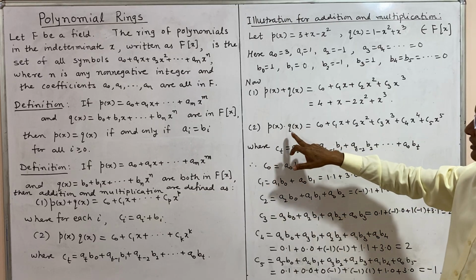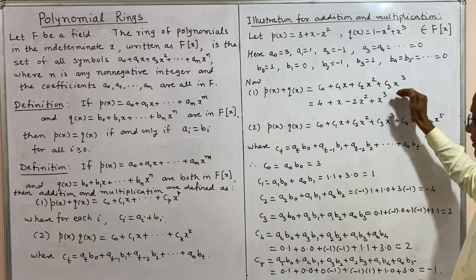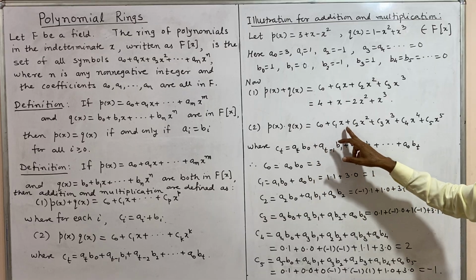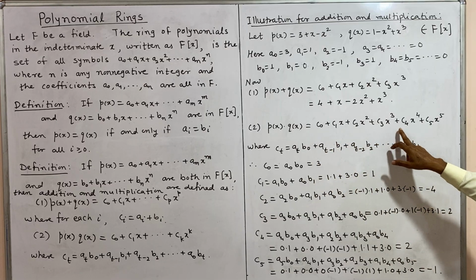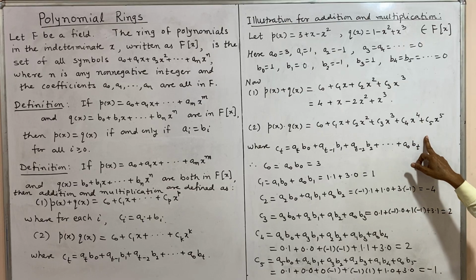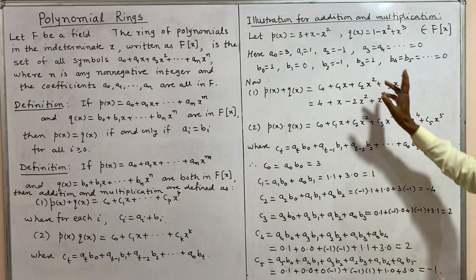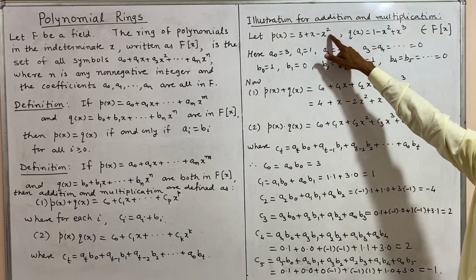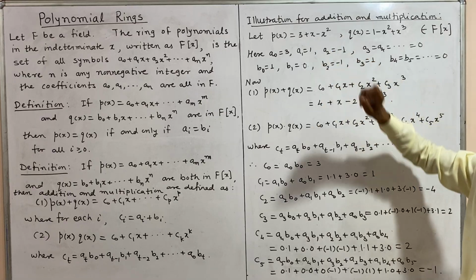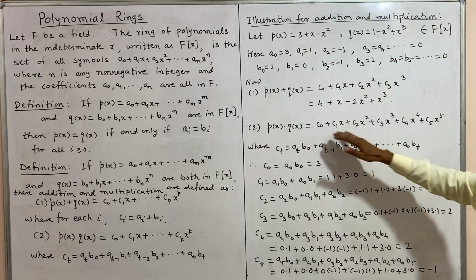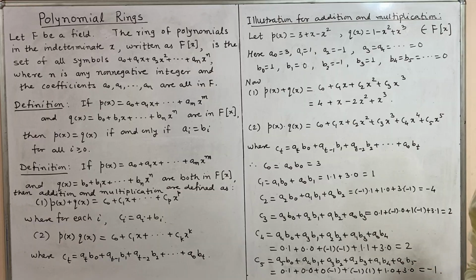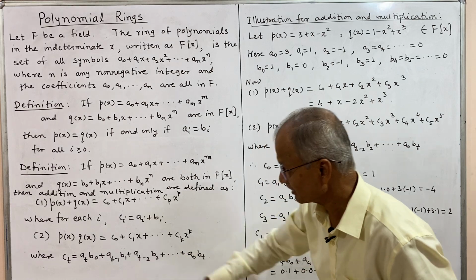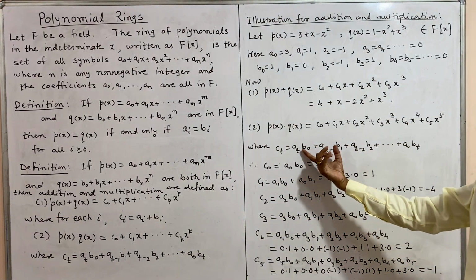See, P x into Q x is again written in the same form, C naught plus C1x plus C2x square plus C3 x cube plus C4 x raised to 4 plus C5 x power 5, but here the coefficients are defined differently. Because in the product the degree becomes the sum of the degrees, that is 3 plus 2, 5, and therefore this is a 5th degree polynomial. The product is a 5th degree polynomial, and Ct, as earlier in the definition of product, is defined like this, A t b naught etc.